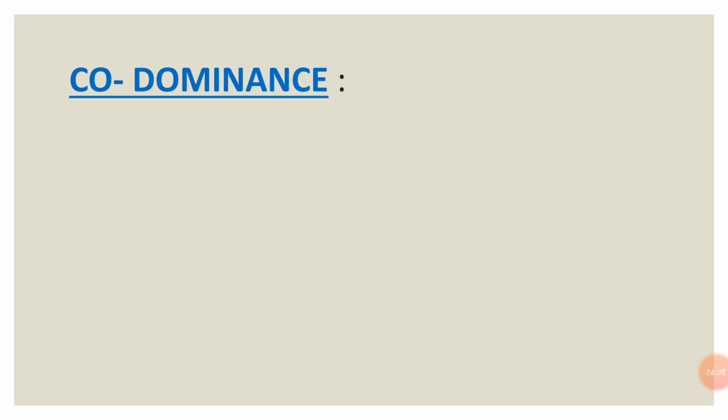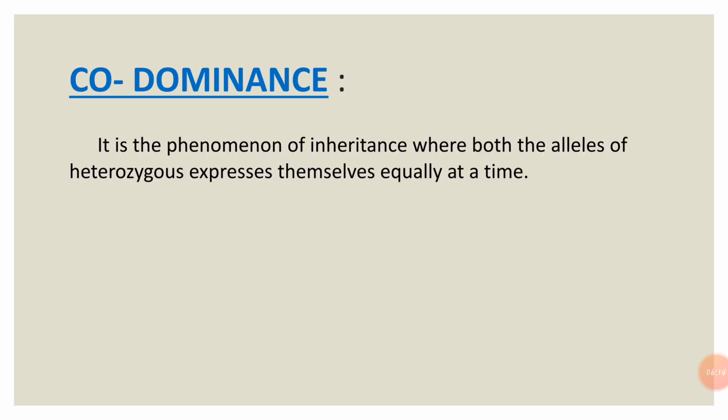Now let us study codominance. Here co means both, so both the alleles are dominant. It is a phenomenon of inheritance where both the alleles of a heterozygous individual express themselves equally at a time.